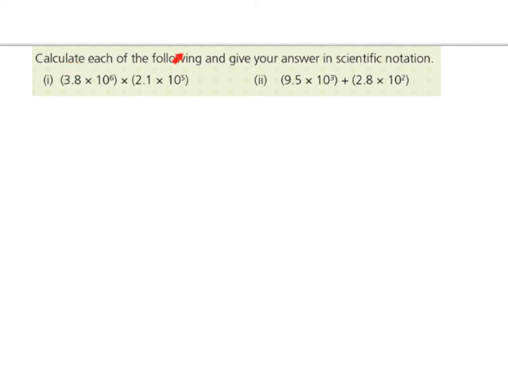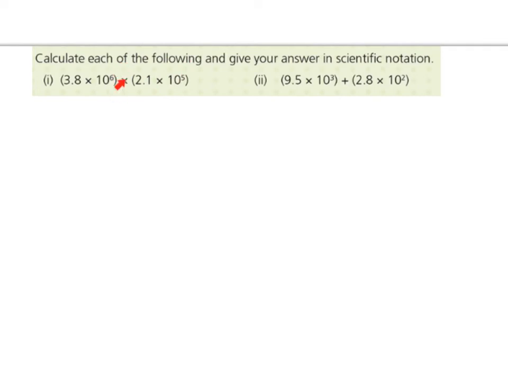Calculate each of the following and give your answer in scientific notation. So let's start with number 1. 3.8 multiplied by 10 to the power 6. So this is in scientific notation. This is in the form of a times 10 to the power of n. Multiplied by 2.1 times 10 to the power of 5. So again, this is in the form of a times 10 to the power of n, so scientific notation.